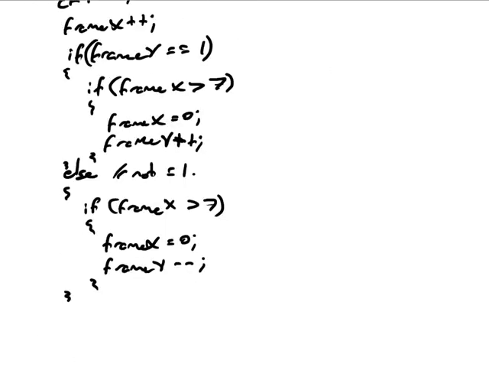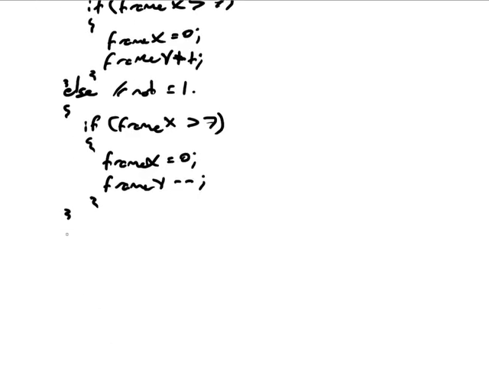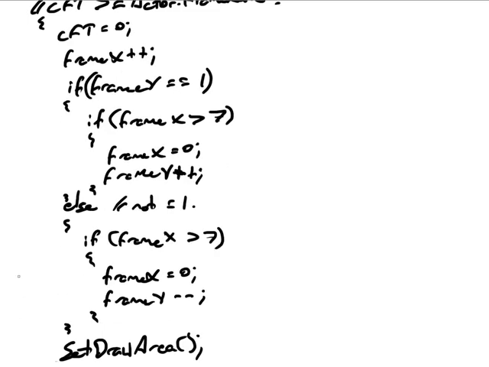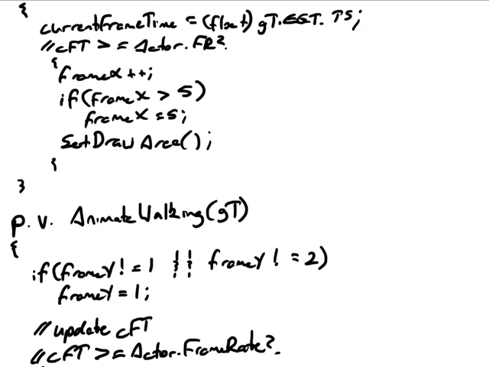And I guess if we've done all that, we better set our draw area. Where are you? You were update frame rate. Yep, good, we're in the right spot. Set draw area. Close that, close the method. Righty. And that's our animate walking, and that's our animate jumping. And is there anything else I'm missing in this thing? I don't believe so. Oh, yes, our draw call.